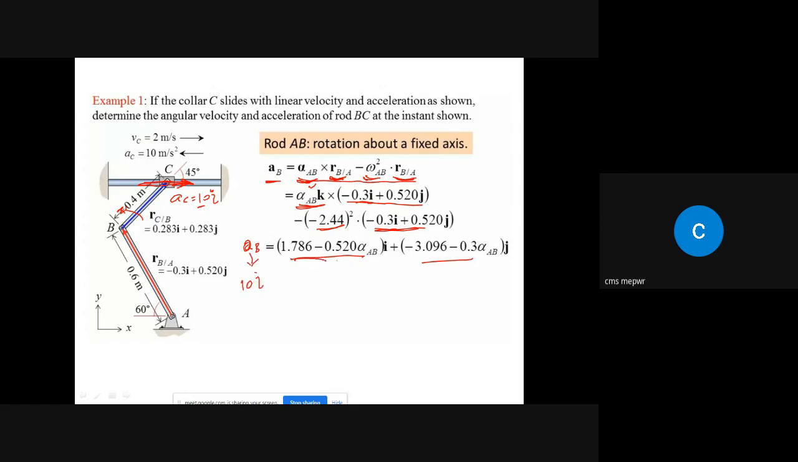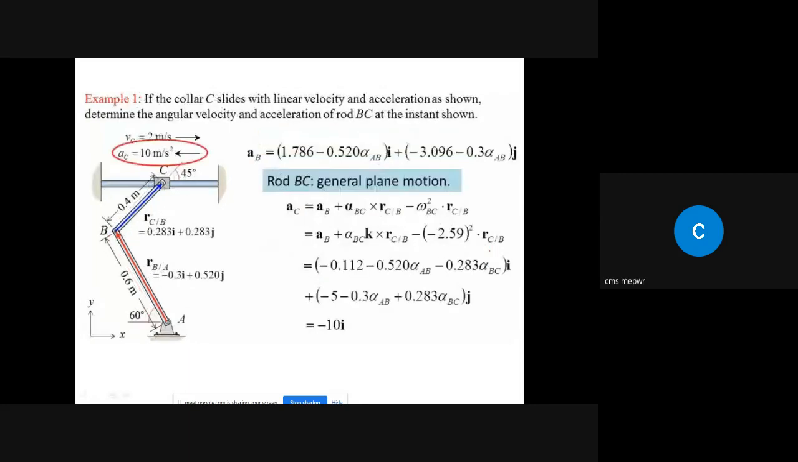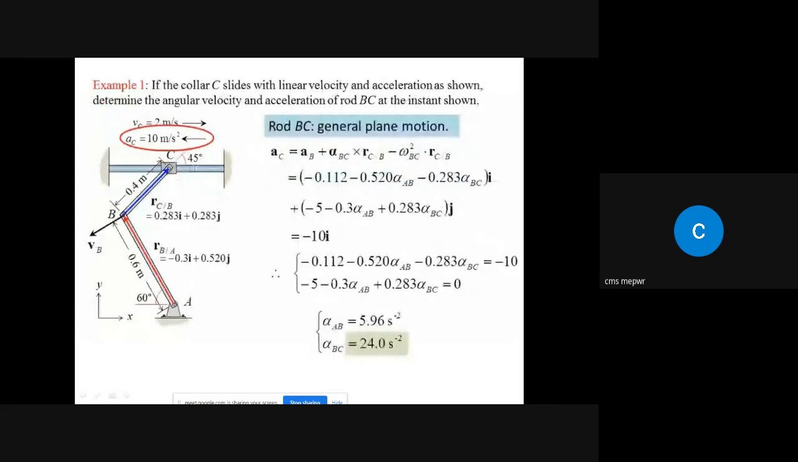So compare or equate I with I, meaning the left side I with the right side I, and the left side J with the right side J. When you do this, what will you get? You will get this equation, right? Now in this one we have two unknowns and two equations. One equation is this one, and one equation is this one, right?